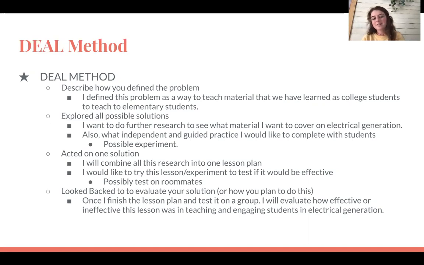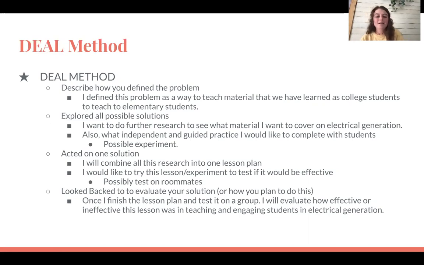And then I want to try this lesson or experiments to see if it'd be effective. So I want to test it on either some of my friends or roommates or whoever, and just see if the experiment and lesson plan are good and actually would be a good lesson plan to teach in the future.